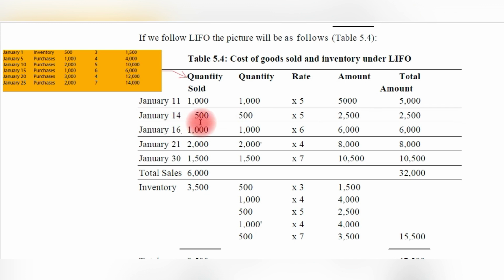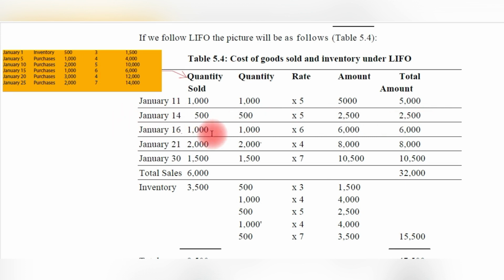January 14th, 500 units were sold. Up until January 14th, we only have the goods which were bought on January 10th. You take 500 from this group, each of 5 rupees, and take it as the cost price. We have already used 1000 goods for the January 11th sale and another 1000 are there. From this 1000, you sell another 500, each of 5 rupees. 500 goods, each of 5 rupees. Cost of the goods sold will be 2500.